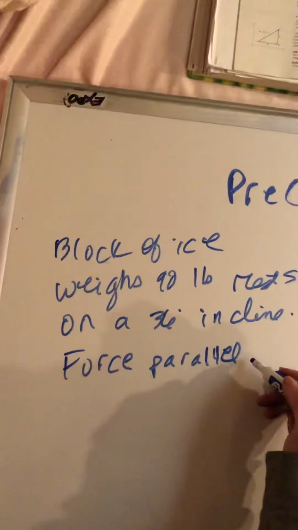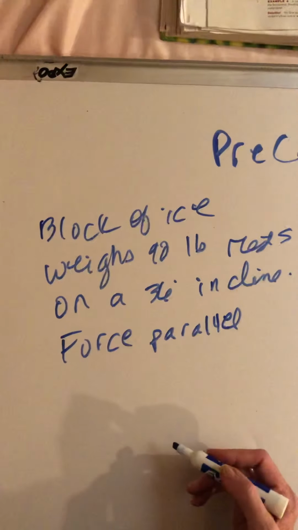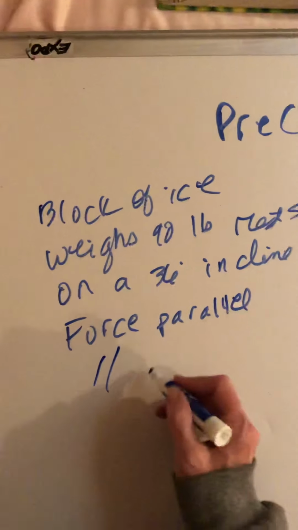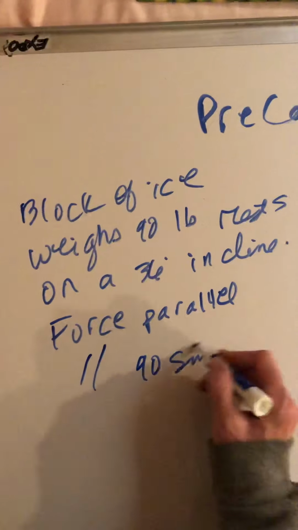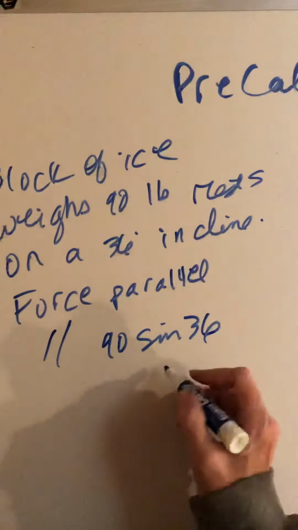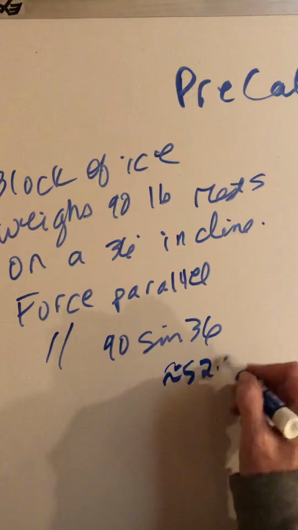To keep it from sliding. So we want the force parallel to keep it from sliding. Again, if it's parallel, parallel is always your sine. So 90 sine 36, and that's all you have to find. You don't have to find perpendicular. Just 90 sine 36, which is about 52.9.